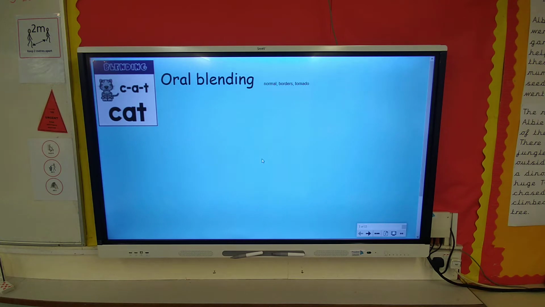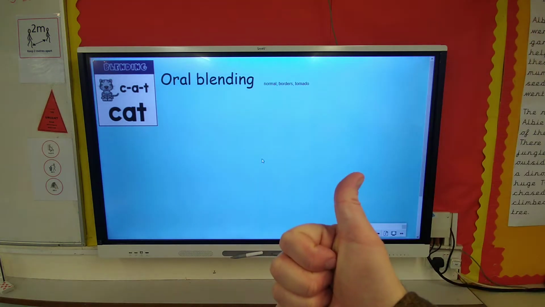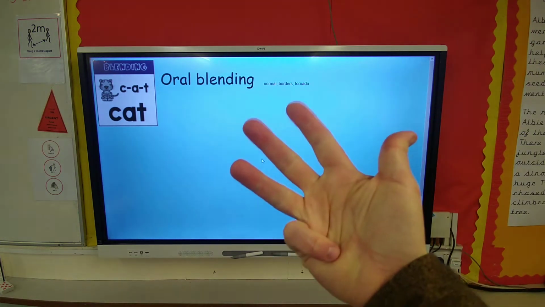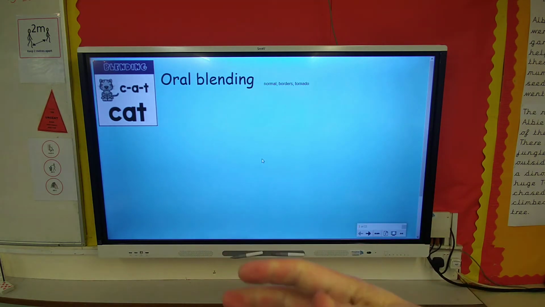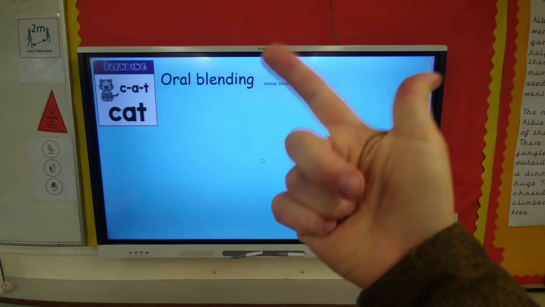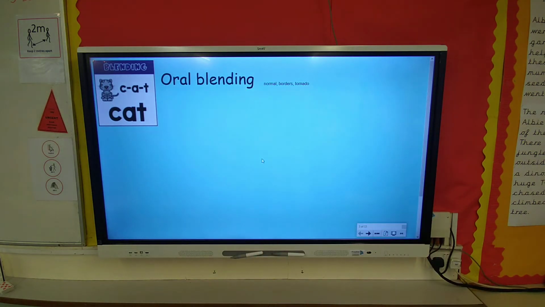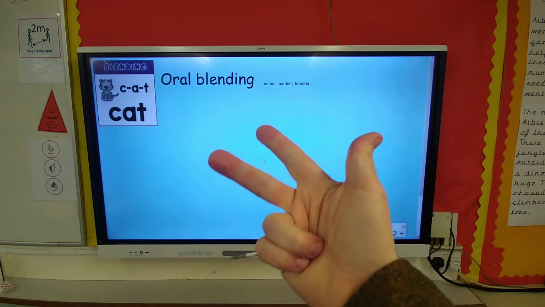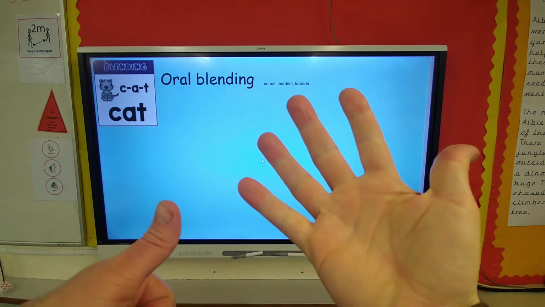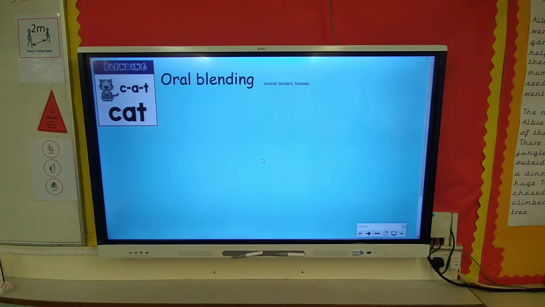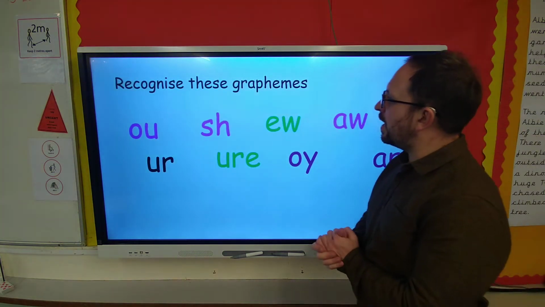Okay, here we go for our oral blending. Normal. Normal. Borders. Borders. Good. Tornado. Tornado. Excellent work. Well done, everyone. Can you spot our graphemes?